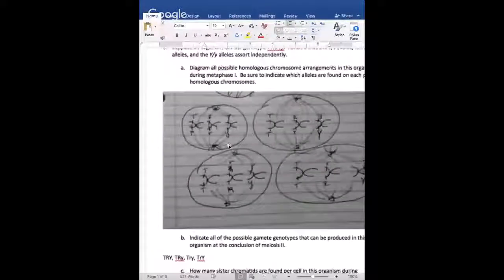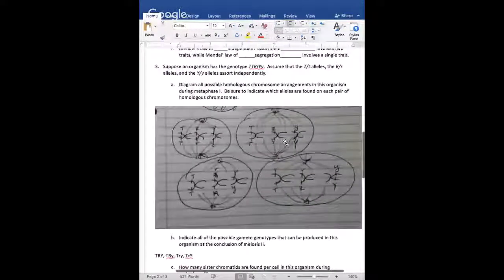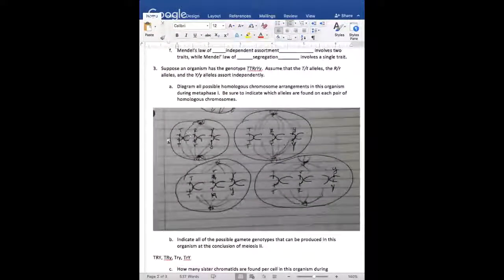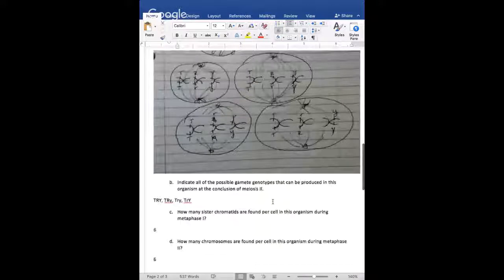Let's see if it'll share. This is the picture I ended up drawing. I listed the possible alleles, possible genotypes across the top and the bottom. And then since it's in metaphase, they line up on that metaphase plate. Then for the different ways it can align, this one I kept the same, added a recessive Y, and just kept doing that until I ran out of alleles that I could change.